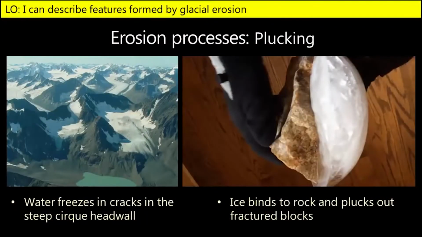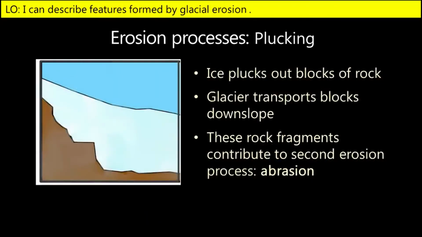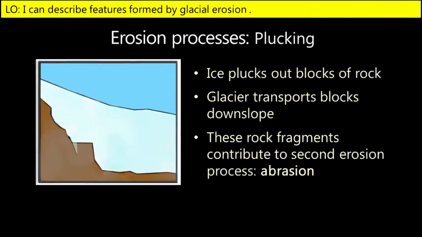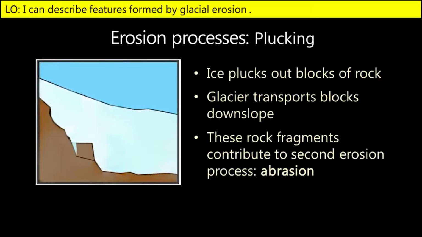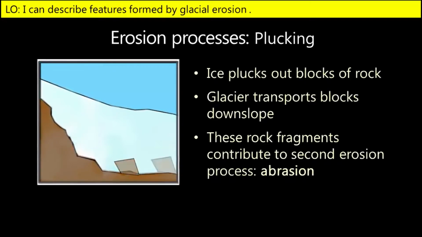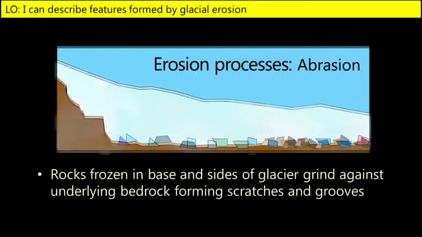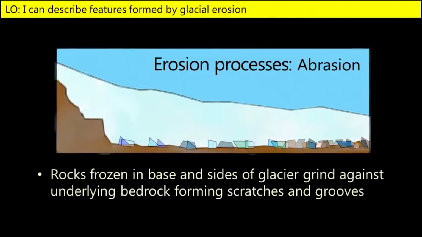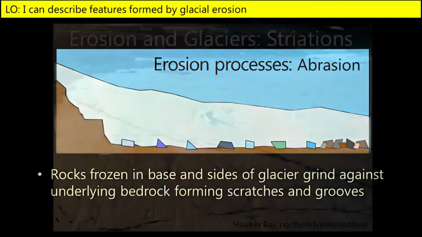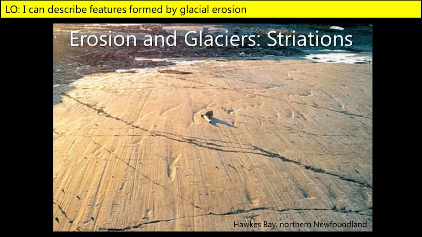Plucking happens when water invades cracks in the rock. As the water turns to ice, it binds onto the blocks of rock. The motion of the glacier plucks the blocks of rock out of the cliff face, embedding them in the moving mass of ice and transporting them downslope. Rocks frozen into the base and sides of the glacier act like sandpaper, scraping against the surrounding valley walls and floor, in a second process of glacial erosion known as abrasion. Abrasion leaves behind telltale striations in the bedrock that identify the direction of the motion of the ancient glaciers.